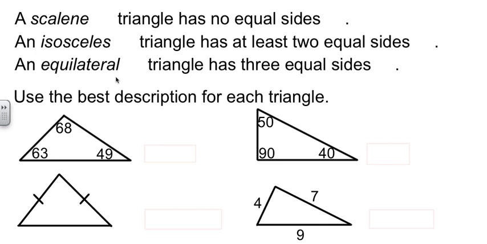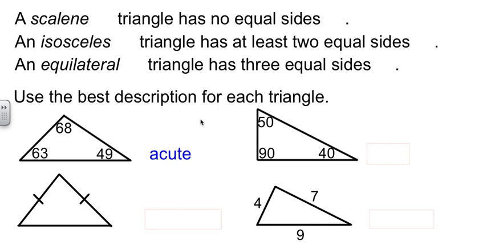So one of the things they're going to ask you to do is give the best description for a triangle based on the given information in the picture. So let's look at our first one. We have a triangle here. 3 angles, 68, 63, and 49. Now since what I'm given is information about the angles, I'm going to use the angle list that we had on the first slide. All 3 of these angles are acute angles, so that means this is an acute triangle.